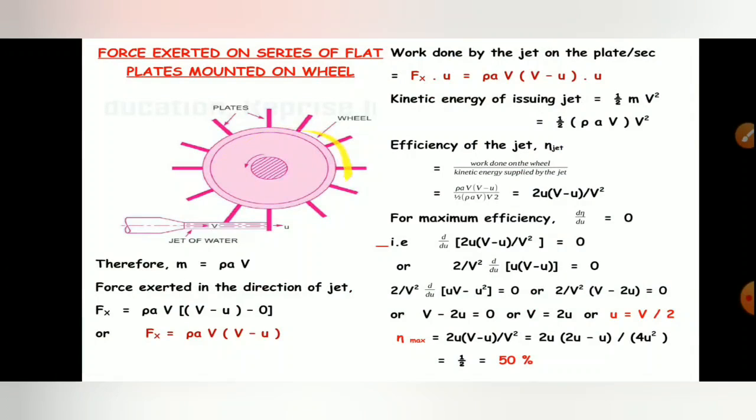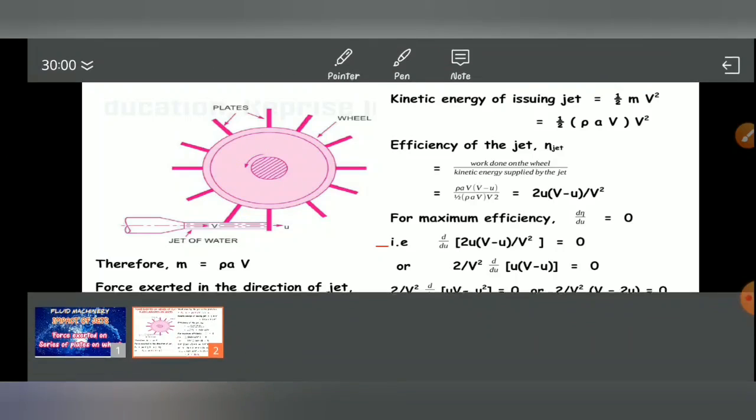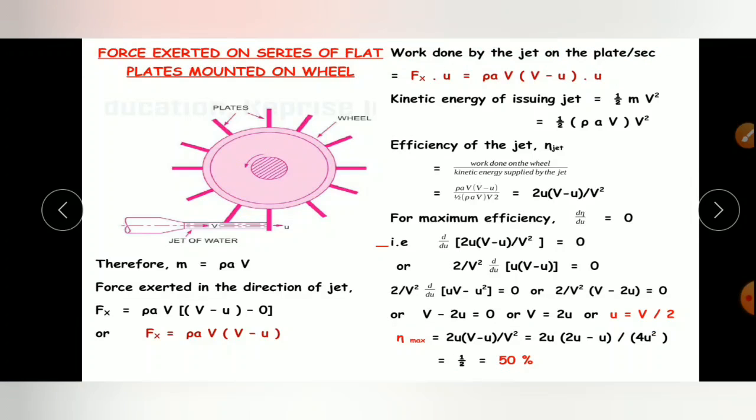In this way, if we are arranging some flat plates on the periphery of a wheel, then what happens? The jet strikes the blades or flat plates once every time one plate is facing the jet. So in this way, what happens? The kinetic energy of the jet is converted into rotary motion of the wheel. Let's start now.